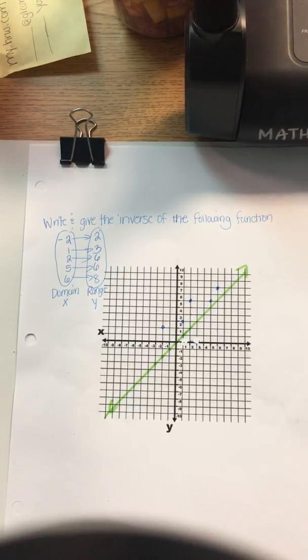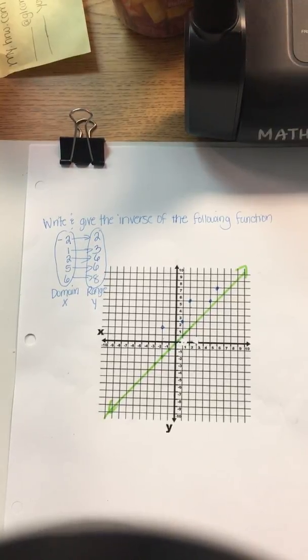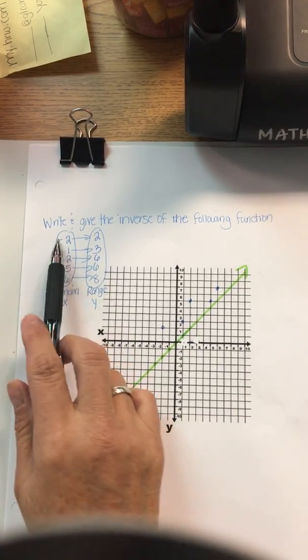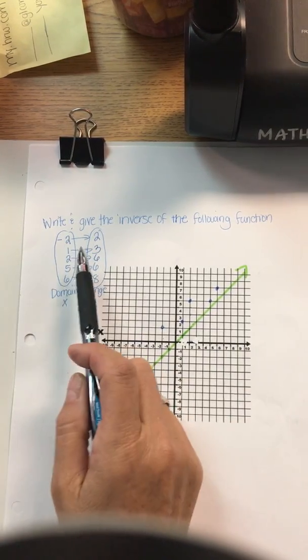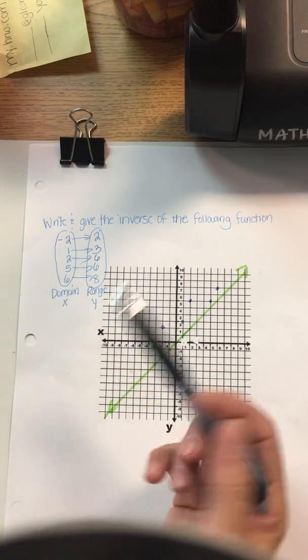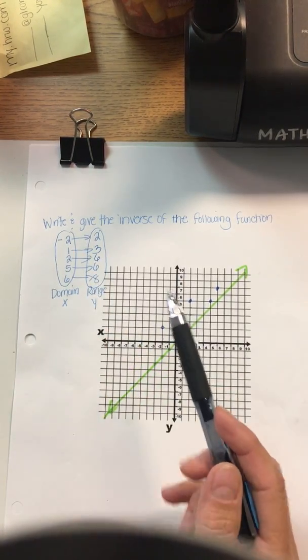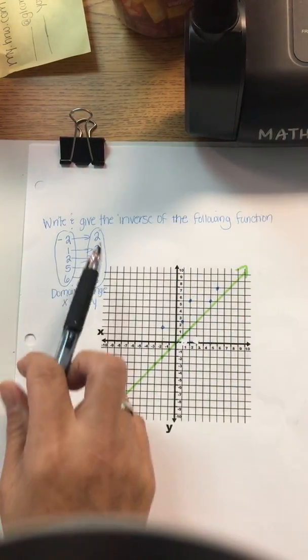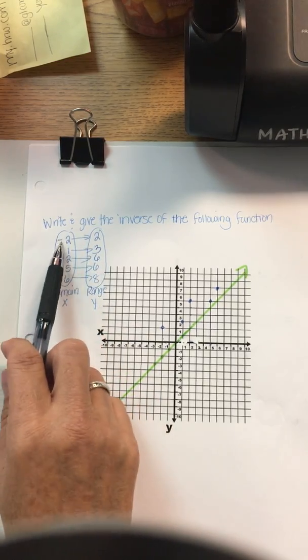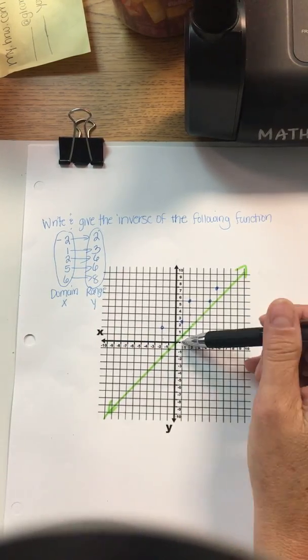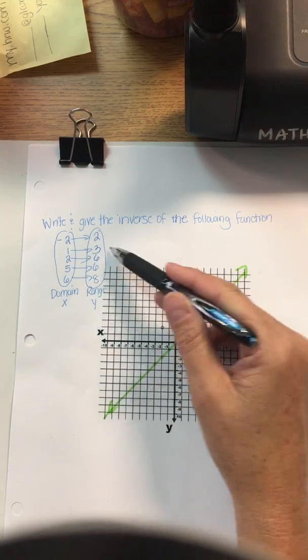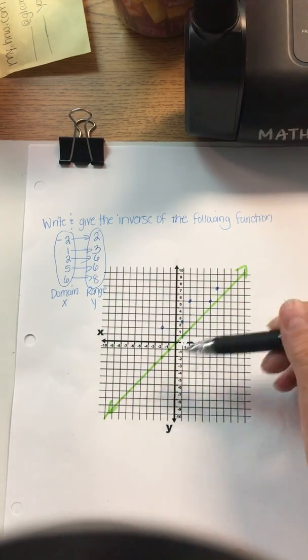Okay, so we're going to take a look at a relation, and we're going to write the inverse of the relation. Now, we don't know if this is actually a function. I've taken this relation, and it looks like 5 ordered pairs, and I put them in mapping notation, where the arrows represent the ordered pairs. So the ordered pair -2, 2 is plotted here, 1, 3 is plotted here, and so on.